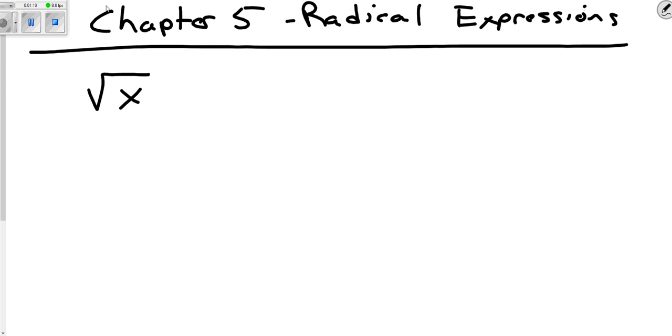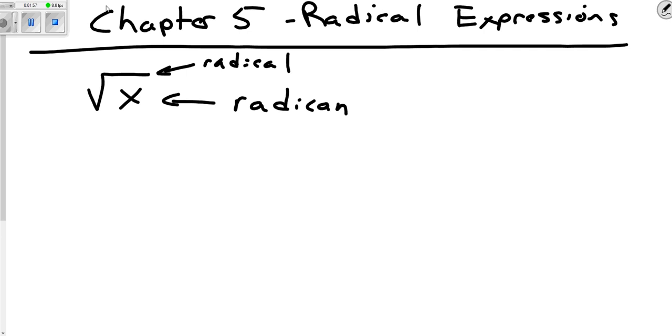Do you guys remember some of the terms from this stuff? This is your radical sign. Do you remember what the number under the radical is called? Radicand. Yes, the radicand. Okay, so we'll be working with stuff like this.